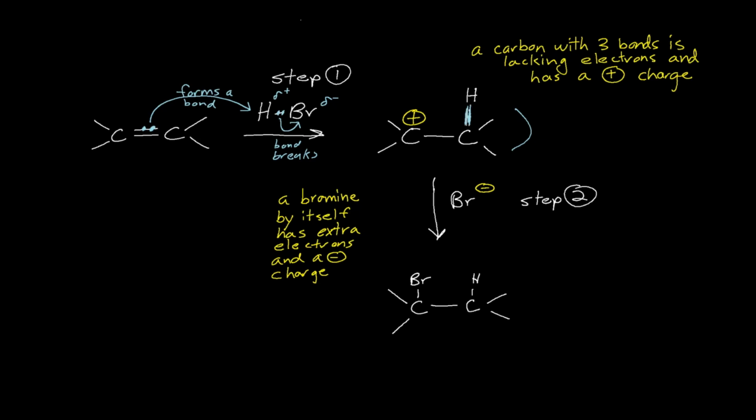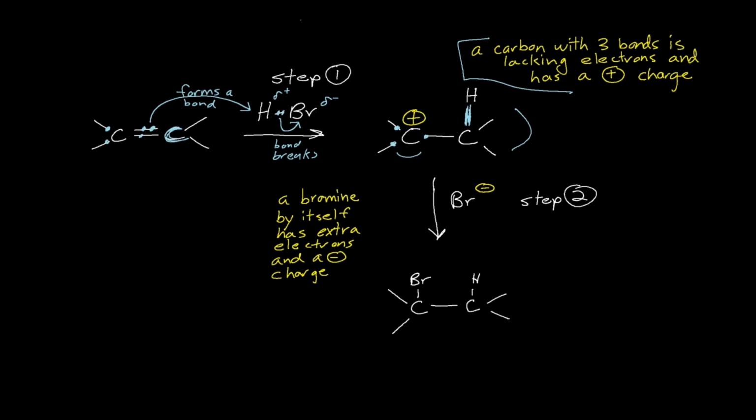That leads to this structure, which now has a new bond. There's a new bond from this carbon to the hydrogen. That leaves this carbon right here without a bond that it used to have. So now it only has 3 bonds, and check this out. A carbon with 3 bonds is lacking electrons and has a plus charge. So this carbon, if you look at the electrons right near it, it has 3 electrons, whereas before that same carbon had 1, 2, 3, 4 electrons right surrounding it. So this is short electrons. That has a plus charge.